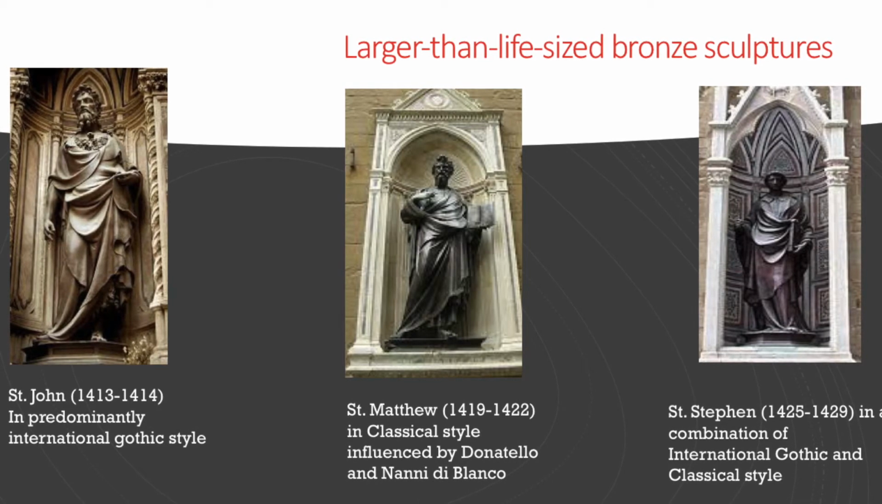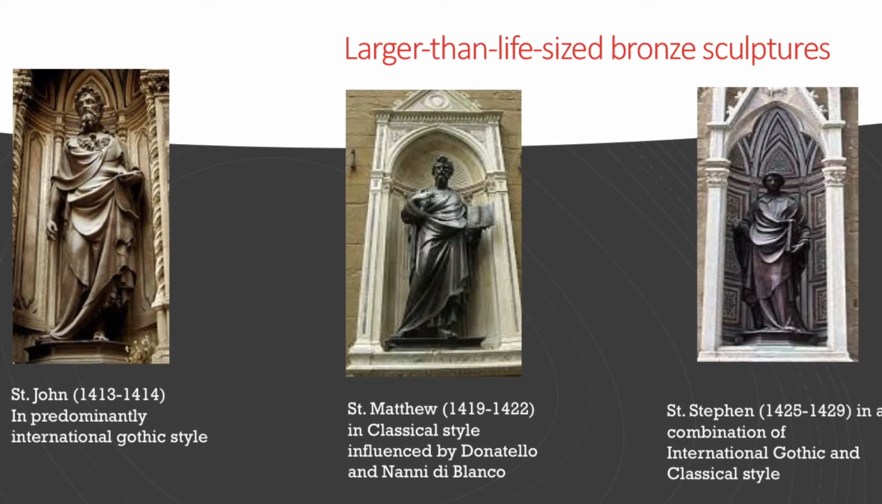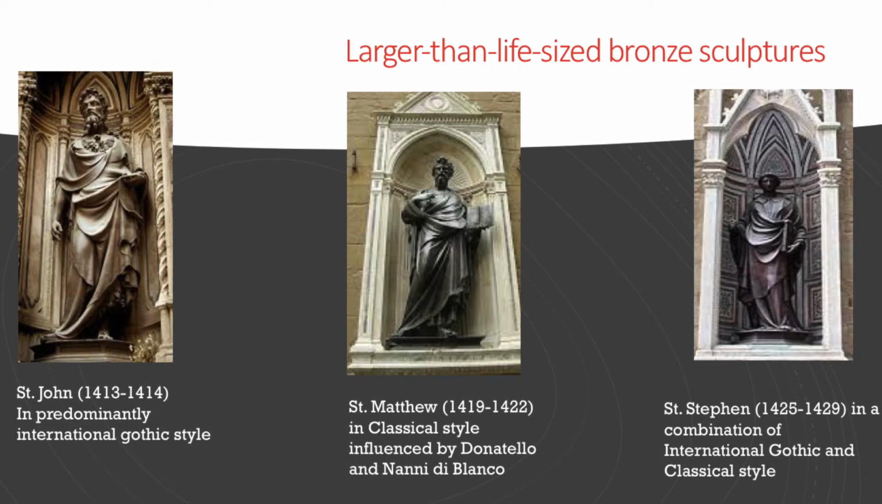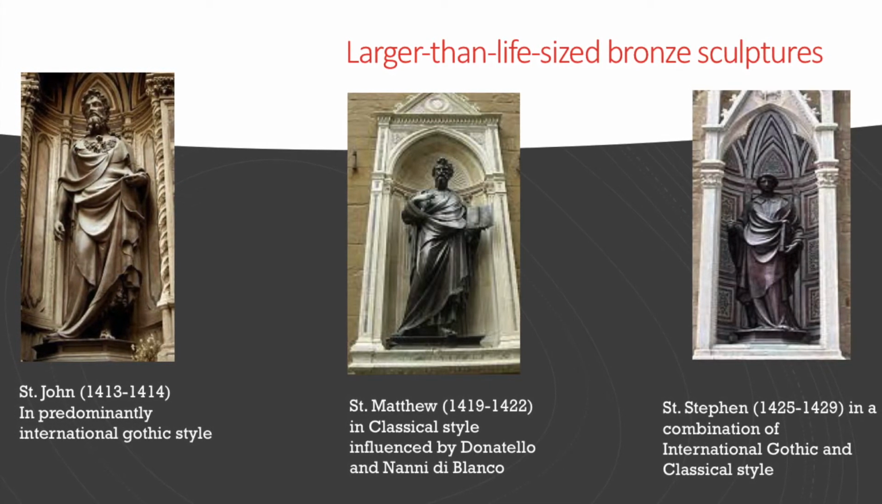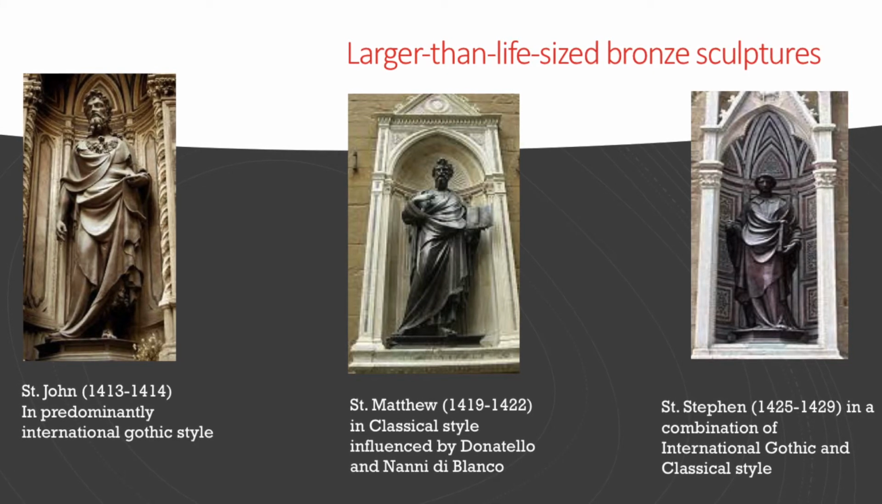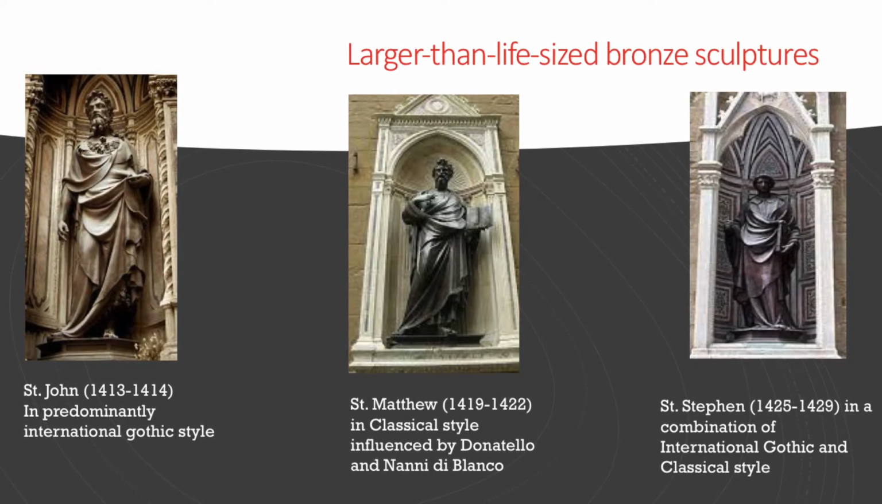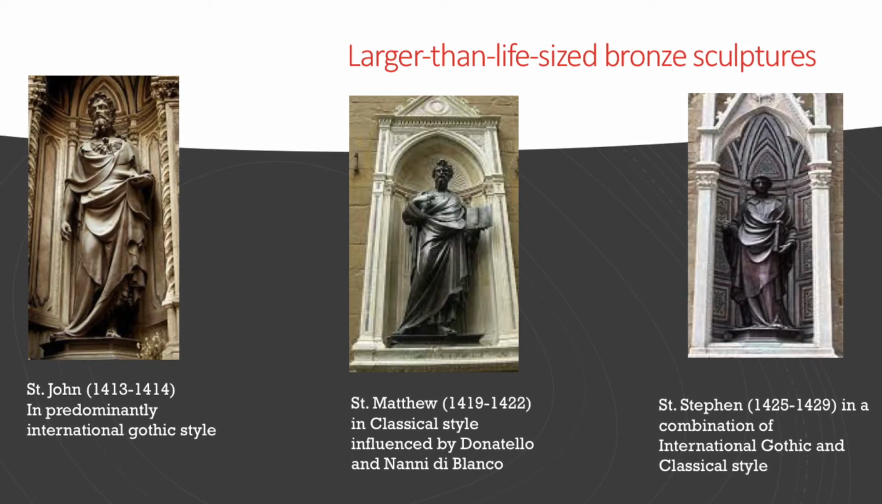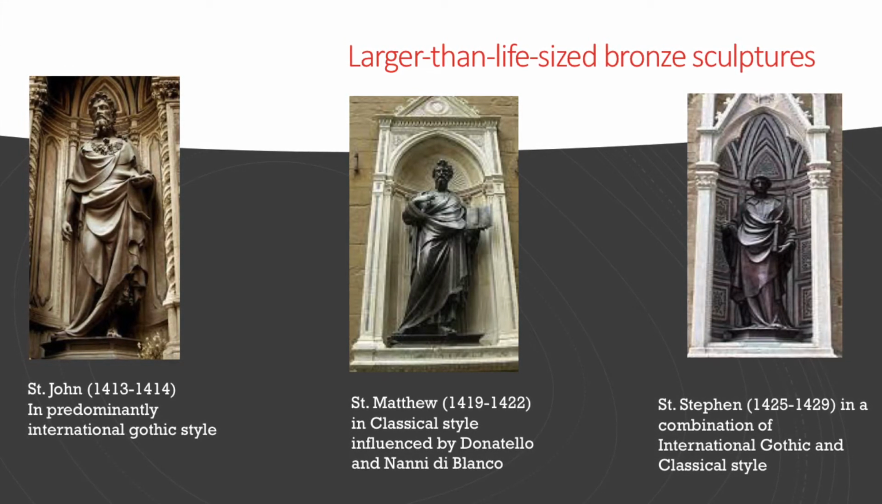After this one, he created another one of St. Stephen, made between 1425 and 1429 in a combination of international Gothic style. In the 3 sculptures, we can appreciate the unrivaled mastery of the larger-than-life-size bronze sculptures by Lorenzo Ghiberti.